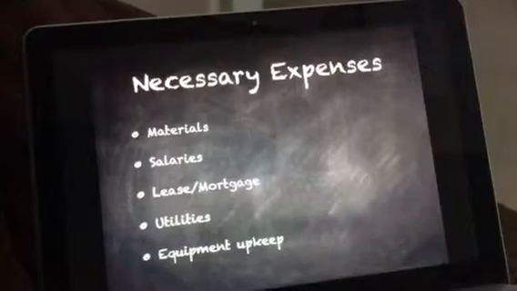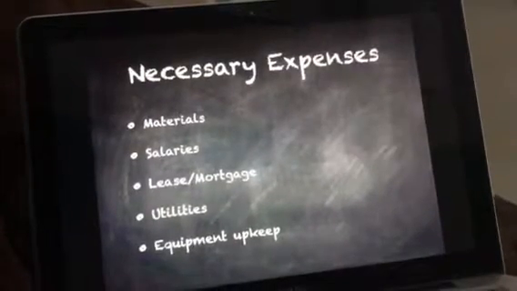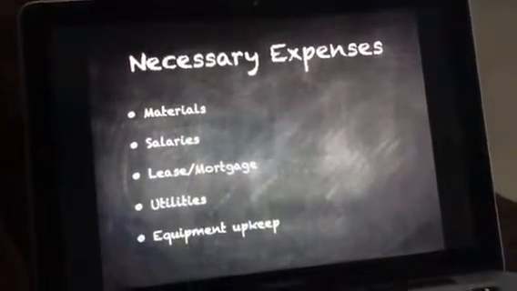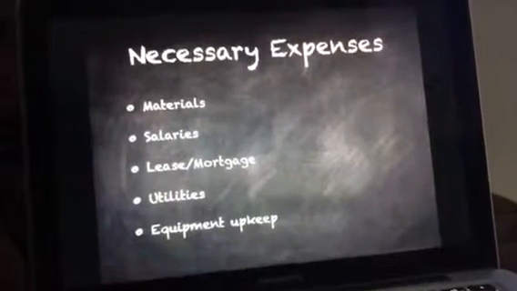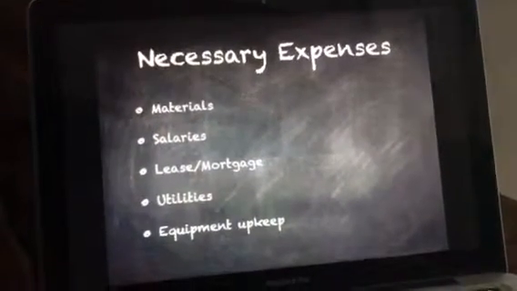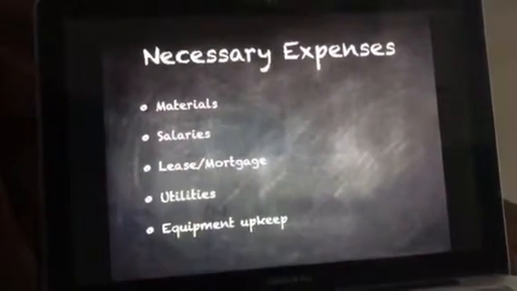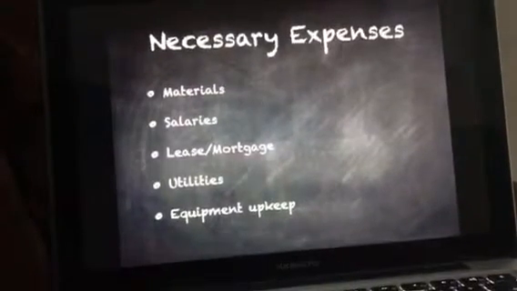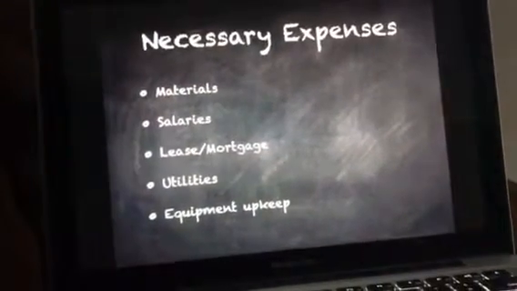And the final necessary expense is equipment upkeep, and beyond that, building upkeep and making sure that all of our stuff is functioning and that it allows us to work in the most effective way we fiscally can.